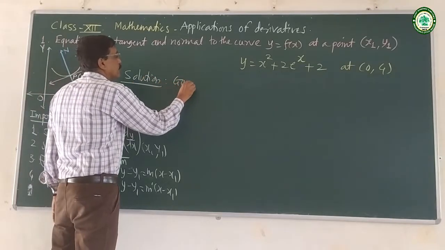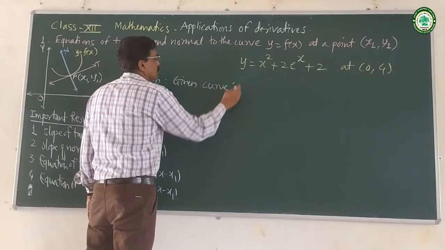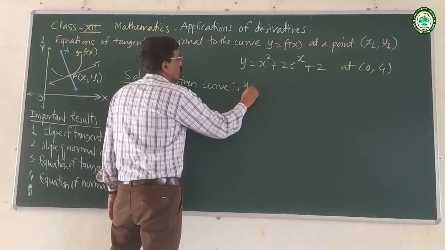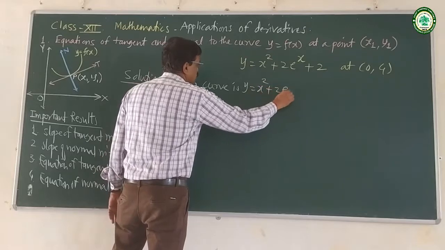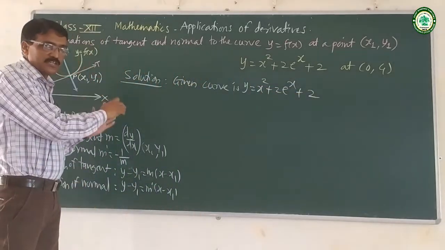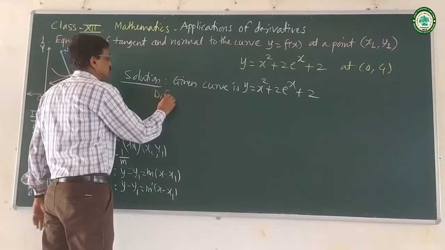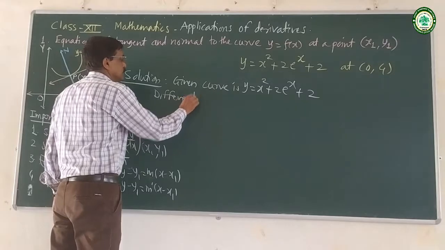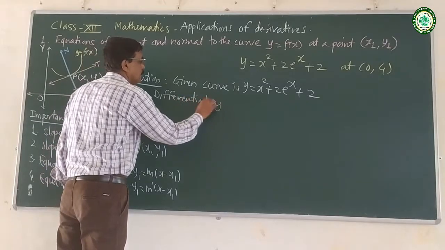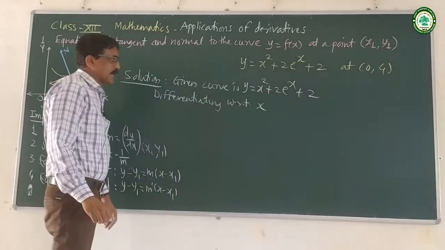Given curve is y is equal to x square plus 2 e raised to x plus 2. What is the first step? Differentiating with respect to x. Differentiating with respect to x, what we get?